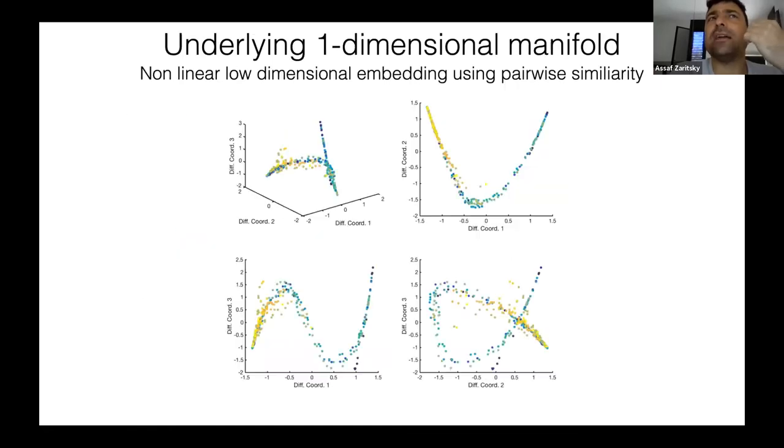The color code is time? No, the color code is not time, unfortunately. The color code is just the different data sets. But I don't have the slide, we did some color coding, and it was really ordered according to time points. Yeah.